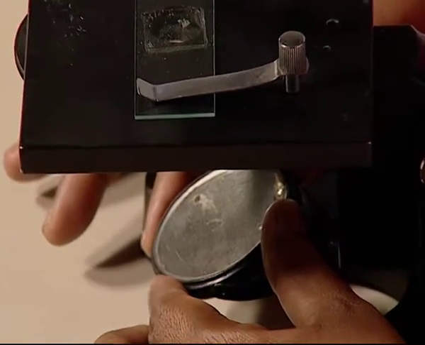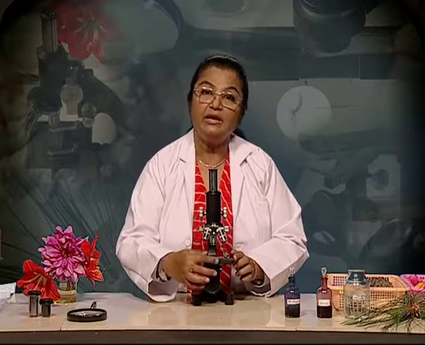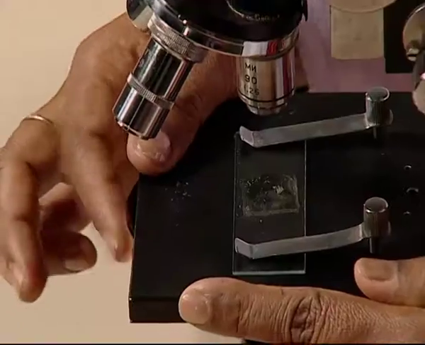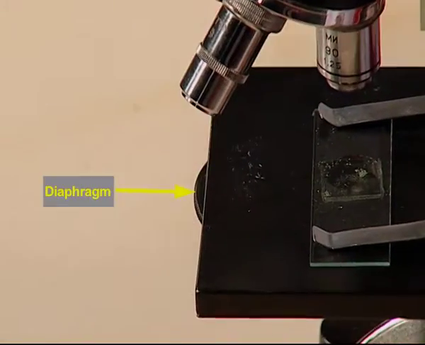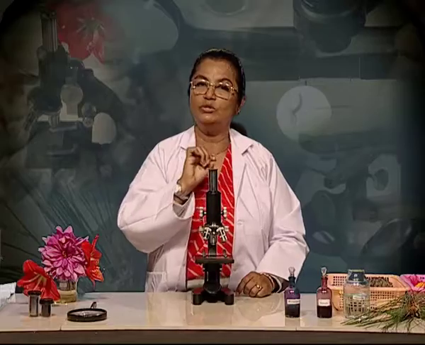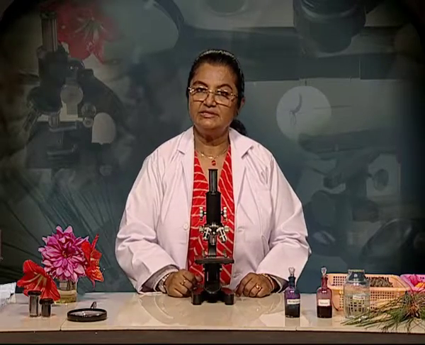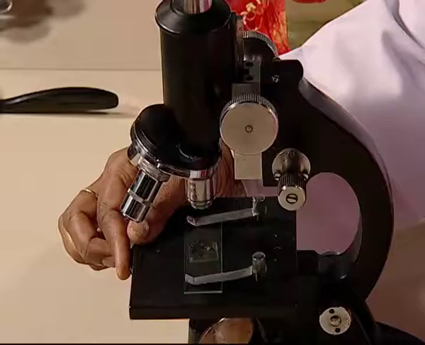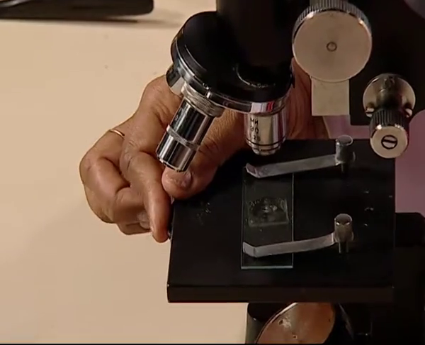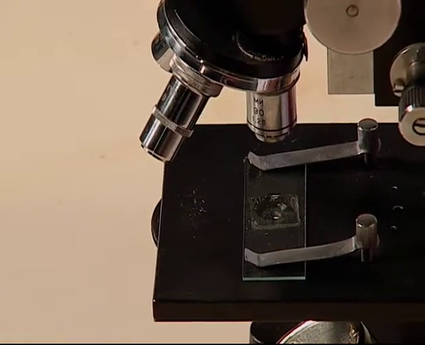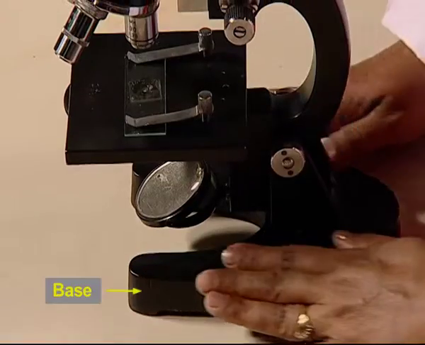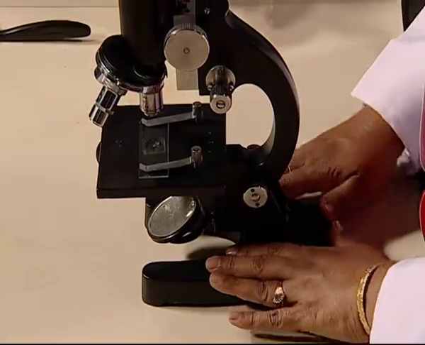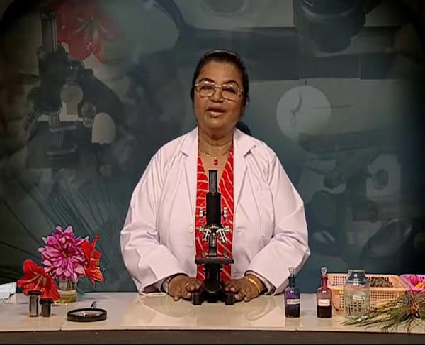After we have reflected the light, we will adjust the light with the help of a dial over here, which is known as the diaphragm. This diaphragm has holes of different sizes, and depending on how much light we want, we can shift the dial to the required hole. Then there is the base of the microscope, which is horseshoe shaped and keeps the microscope stable.